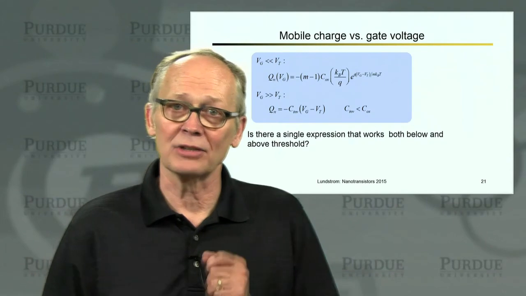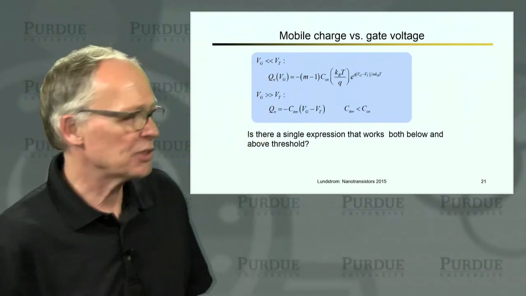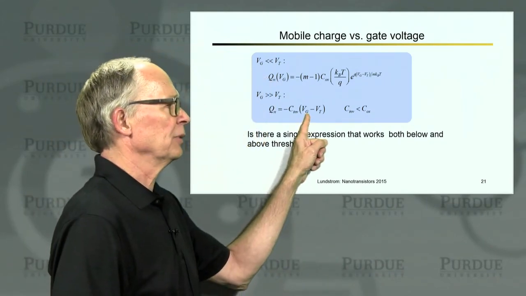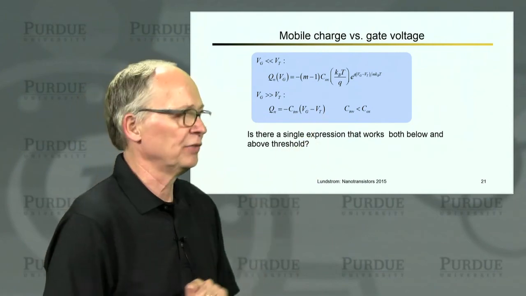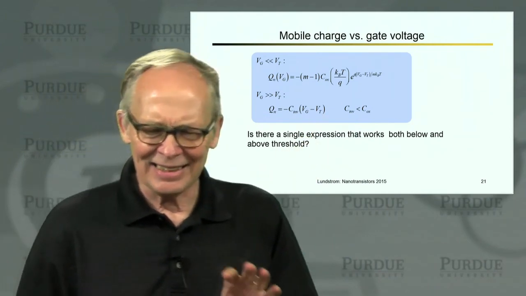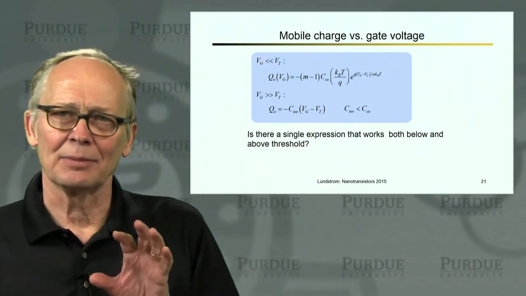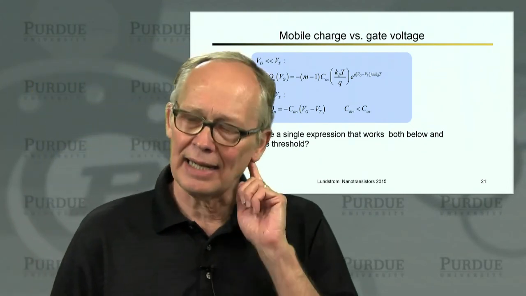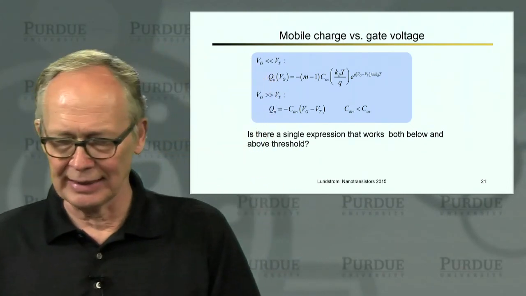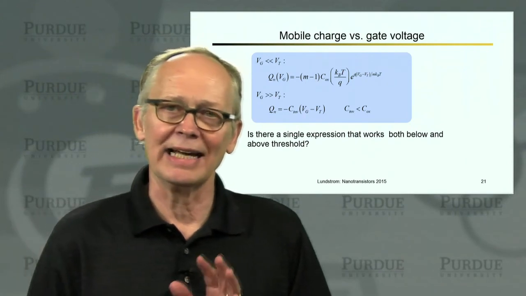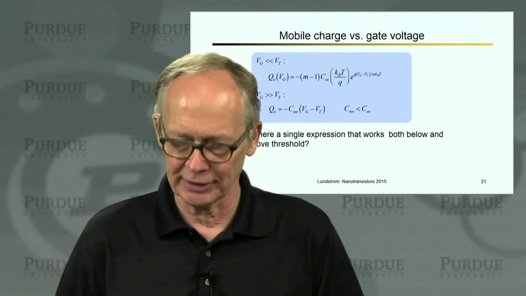Above threshold, things are even simpler. Above threshold, the charge varies linearly with gate voltage. It goes as Vg minus Vt. The capacitance out front is approximately, roughly, the oxide capacitance. It's a bit less. We call it the gate capacitance under inversion conditions.